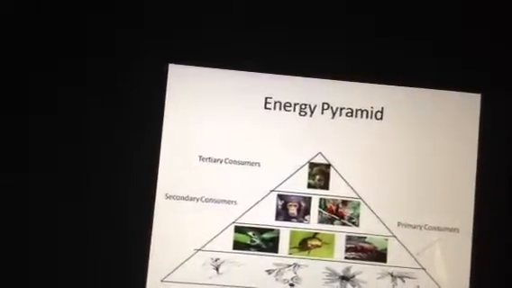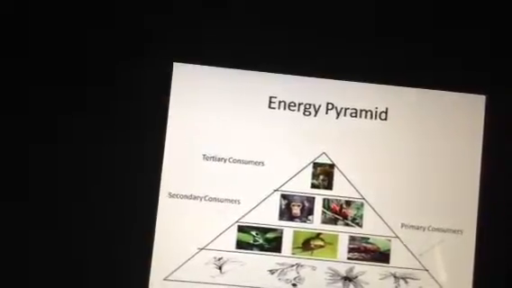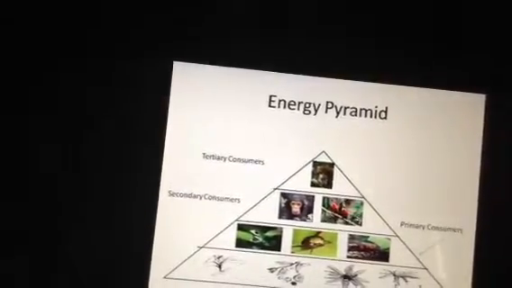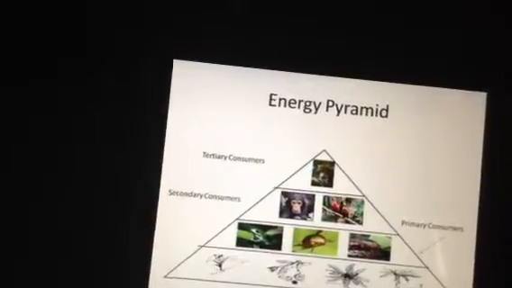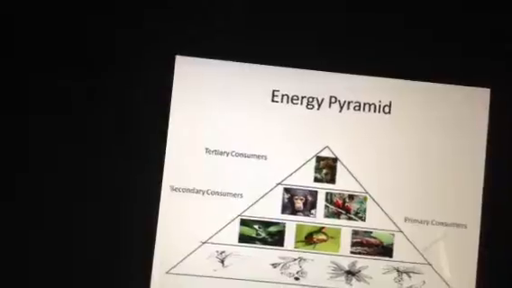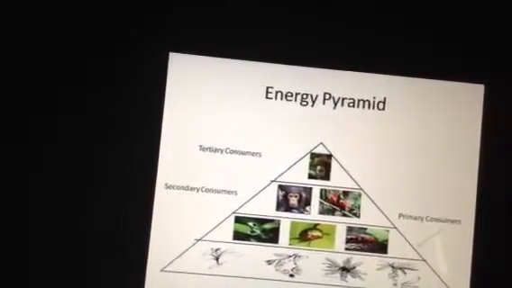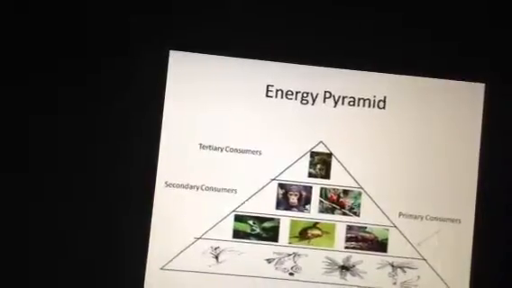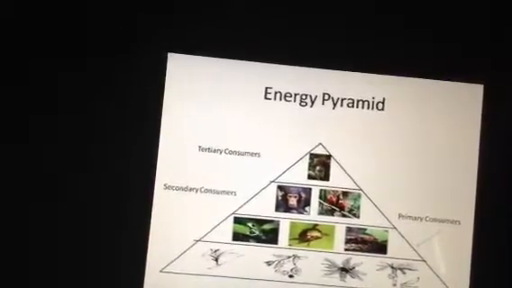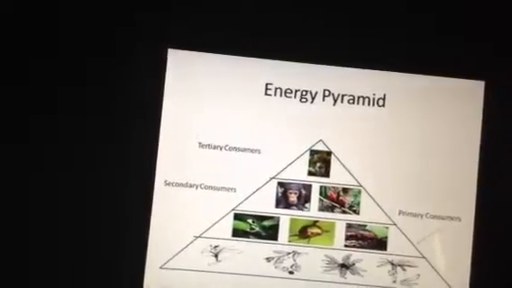So this is an energy pyramid. This is going to be non-changing throughout each environment. You're always going to have your producers, and that's basically your plants, and they get their energy from direct sunlight. And then, we talked about how plants take their energy and convert that into usable energy within the body.